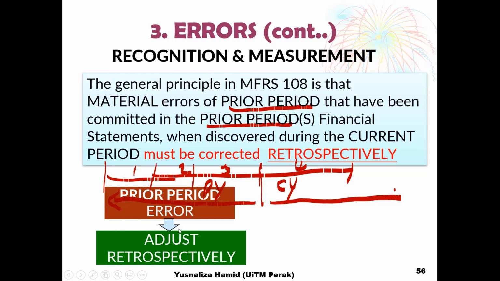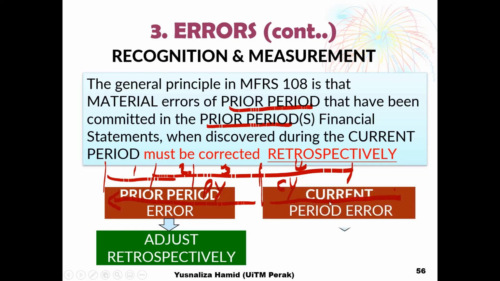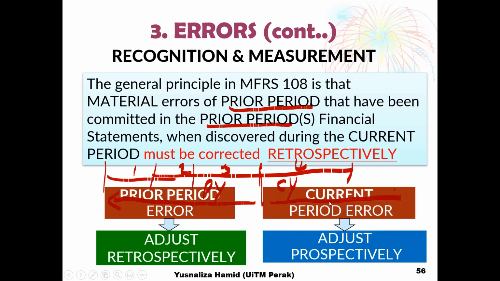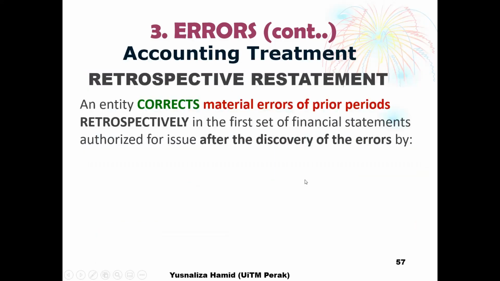retrospectively, adjusted retrospectively, retrospective restatement, and the current period error has to be adjusted prospectively. So you just start adjusting the error, if that was the error discovered in the current period, to those items that were wrongly recorded, for example, in the same period. That current period error should be adjusted prospectively, as compared to retrospectively for the prior period error.